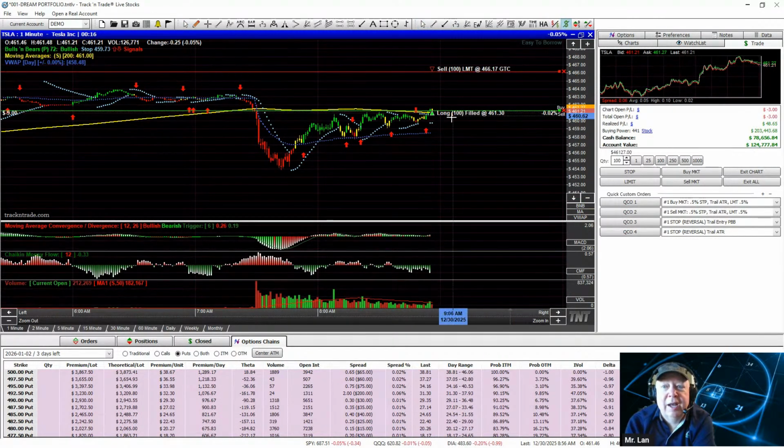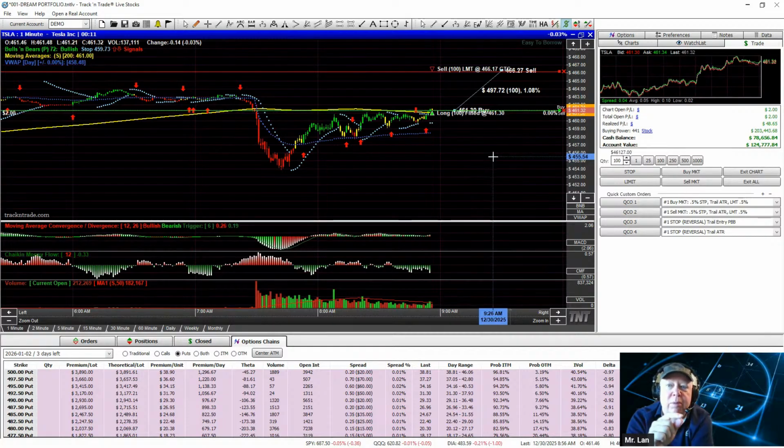Now I'm going to go from this level to this level. That would be $497. So if the market goes from where I get in with my 100 shares up to that red line, that is a limit order, which is going to take me out of the market and give me $497.